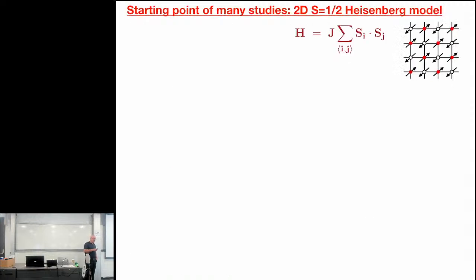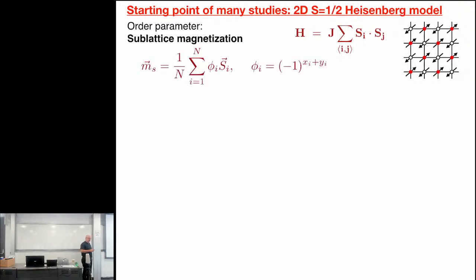Okay, so let me talk about the starting point for many of the studies we do, which also is in some sense the starting point for deconfined quantum criticality, the 2D Heisenberg model. So we have spin 1/2, and we have a square lattice typically, and this is the Hamiltonian, and I guess most people would have seen this before. So here the order parameter is the sublattice magnetization, right? We have a checkerboard sort of pattern of ordering, if we do have ordering, right?